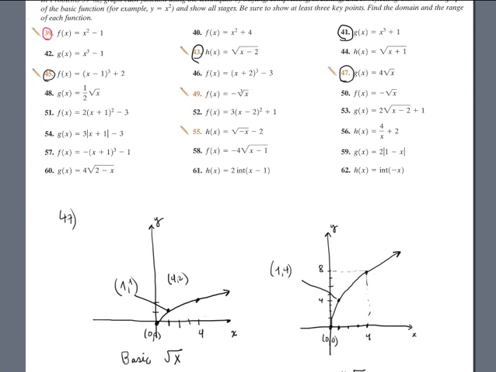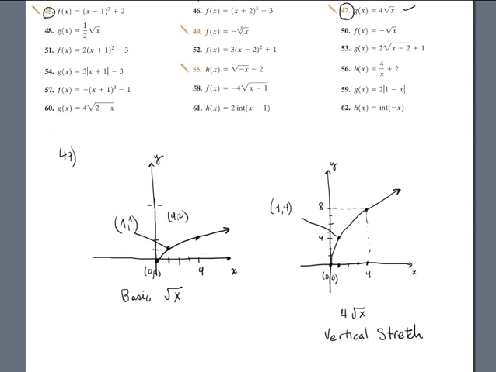Okay, 47: g of x is equal to 4 times square root x. So we start from the basic square root function. The three reference points are (0, 0), (1, 1), and (4, 2), because square root 0 is 0, square root 1 is 1, and square root 4 is 2. When you multiply by 4, the only thing you should do is multiplication. The second component, y, times 4. And the transformation is called a vertical stretch.